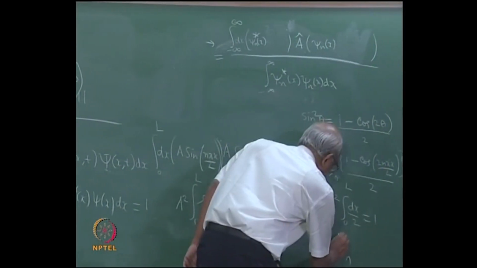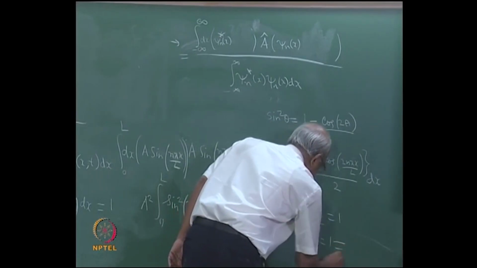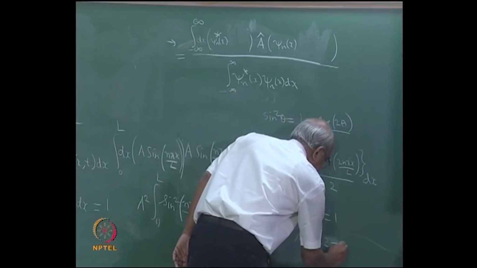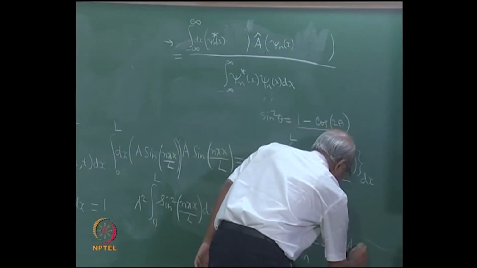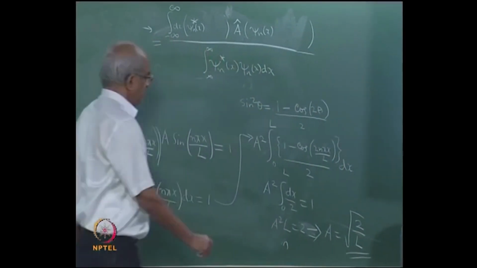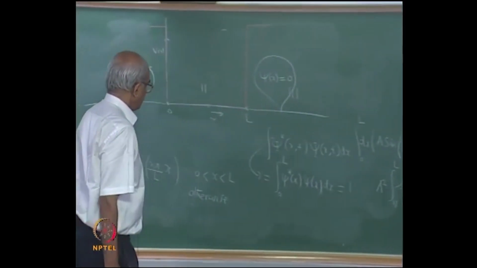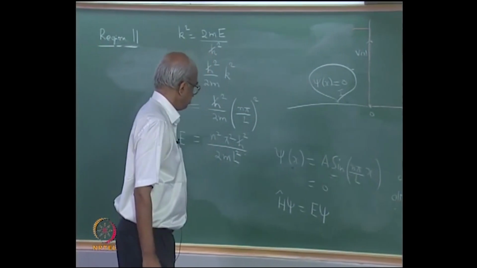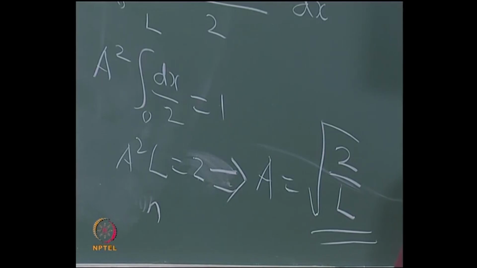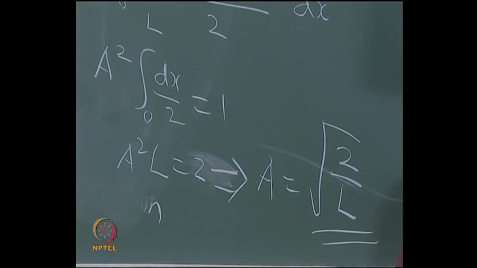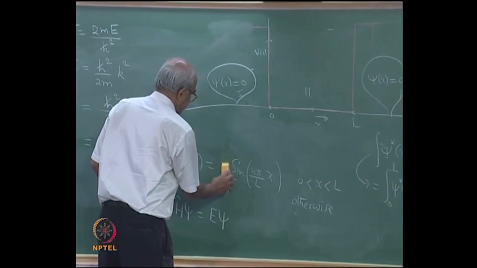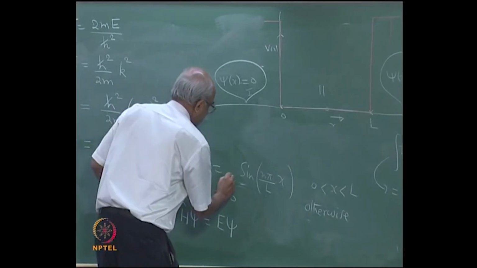You will find that A squared into L is equal to 1, implying A squared into L is equal to 2, implying that A must be equal to square root of 2 by L. So, therefore, we have determined the value of capital A, the normalization factor, and we can use that and write the solution. So, this A that is occurring in our expression, I can replace it with square root of 2 by L.